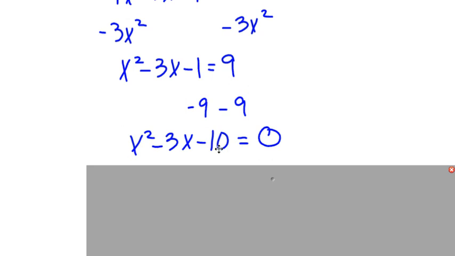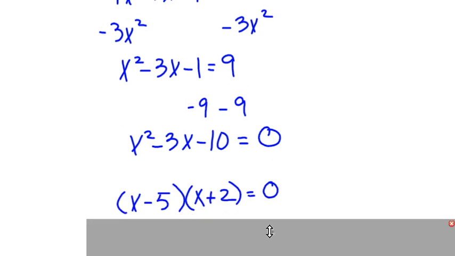What times what gives us negative 10? What plus what gives us negative 3? And we know that to get negative 10, we could probably multiply a 5 and a 2. And if we make the 5 a negative, that would also add to give us our negative 3. So we could do this by factoring.